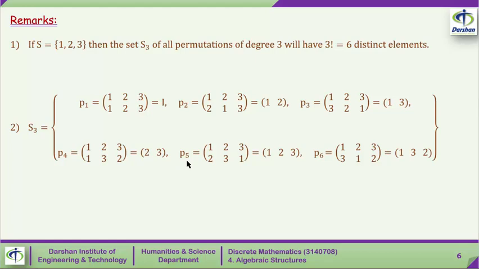Now the fifth permutation, called P5, is 1 goes to 2, 2 goes to 3 and 3 goes to 1. So it is written as (1, 2, 3). Now the sixth permutation is 1 goes to 3, 3 goes to 2 and 2 goes to 1. So it is written as (1, 3, 2) in cycle form. So these are all the elements of S3. S3 has 6 elements.